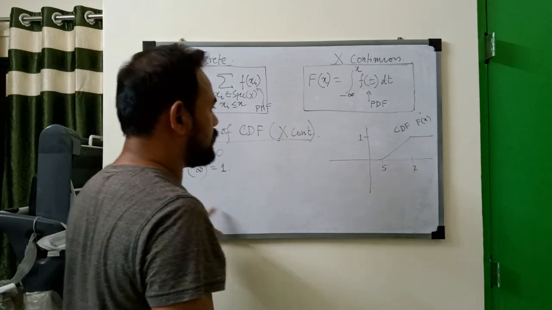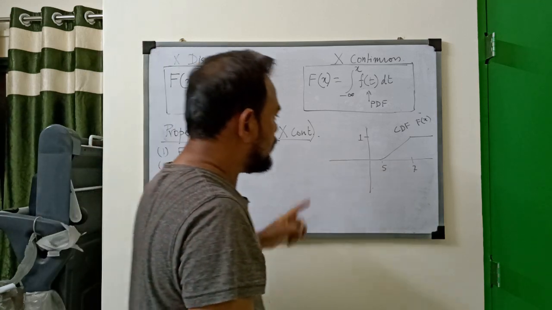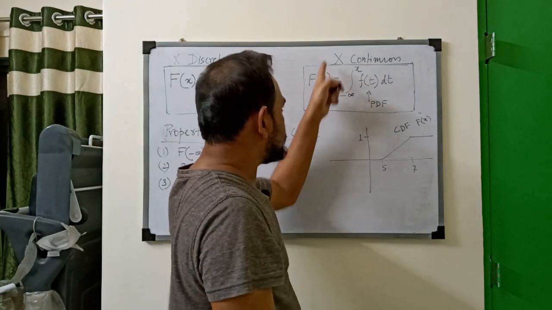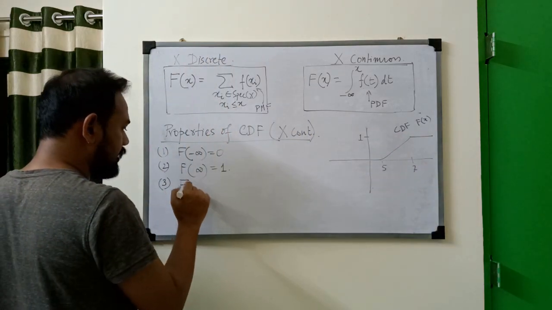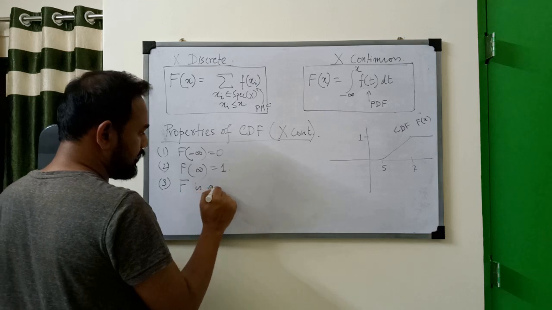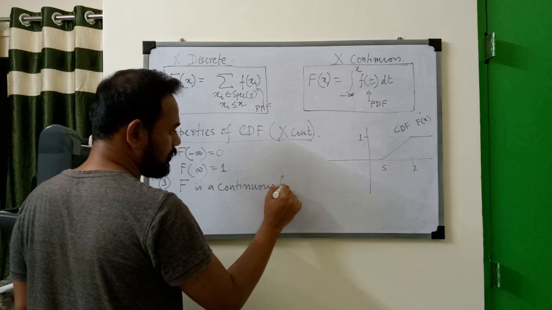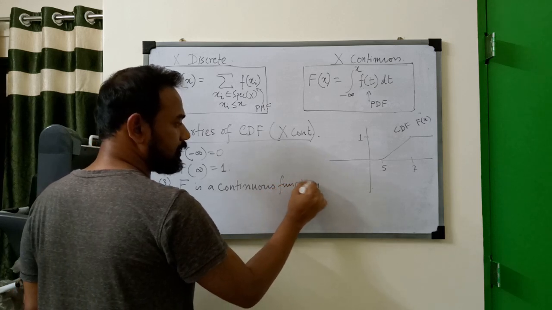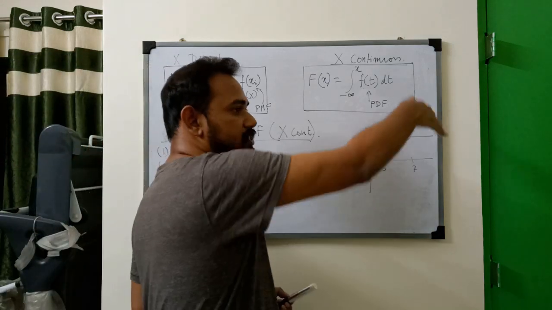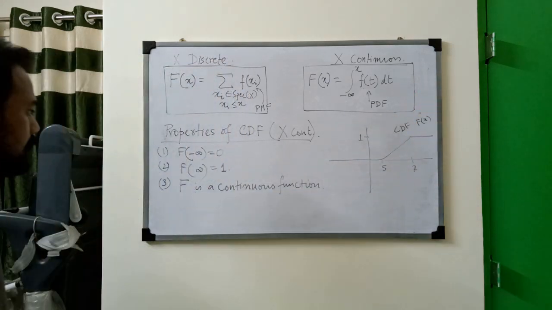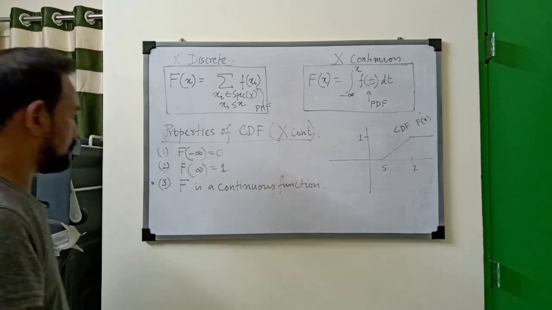There is a difference between the CDF in the continuous case and the CDF in the discrete case, in that the CDF in the continuous case is a continuous function. So F here is a continuous function, which was not the case when x was discrete. It was a step function which was left discontinuous. Okay, so that's a difference.